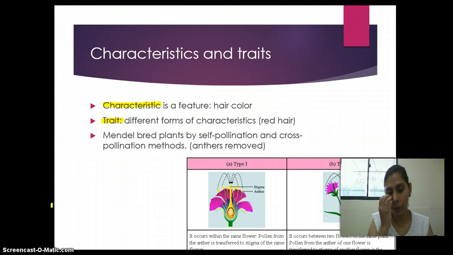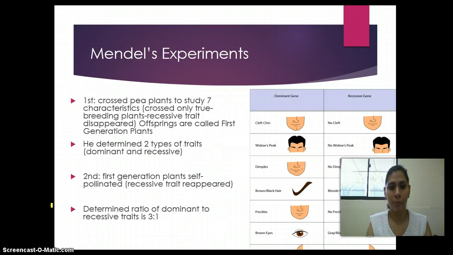So Mendel decided to experiment with both self-pollination and cross-pollination. And through cross-pollination, because he wanted to make sure that the plants didn't self-pollinate themselves, he removed the anthers so that wouldn't happen. Mendel experimented with pea plants because they were a good option. There are many types of pea plants, and they're also very available all over, and it was easy for him to experiment with that plant.